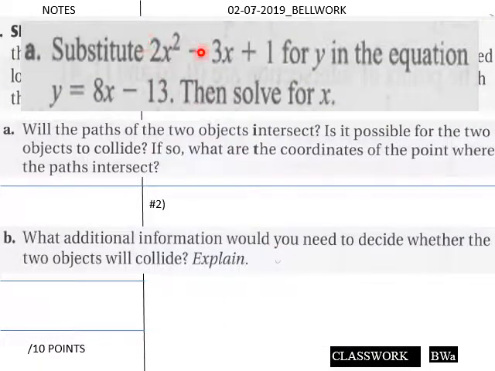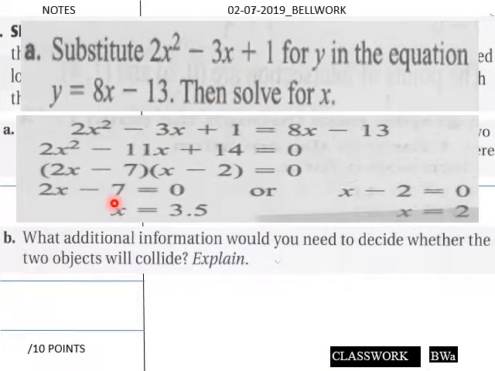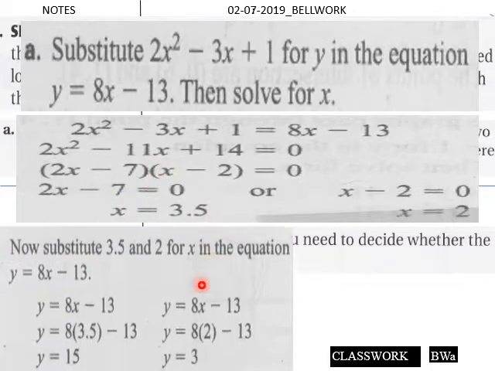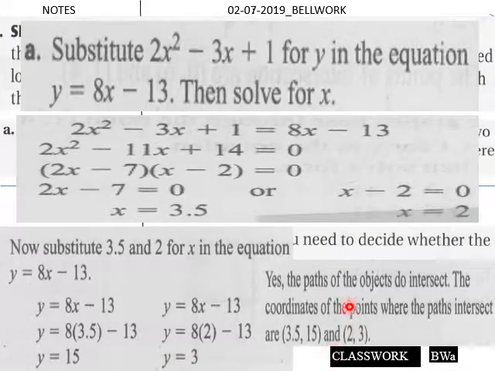Well, substitute negative 2x squared minus 3x for y in this equation and solve for x. So x equals 3.5 or x equals 2, once we substitute in, factor, and find two solutions for x. Now substitute 3.5 and 2 for x in the equation y equals 9x minus 13. So we get y equals 15 and y equals 3. So yes, the paths of the objects do intersect. The coordinates of the points where the paths intersect are (3.5, 15) and (2, 3).